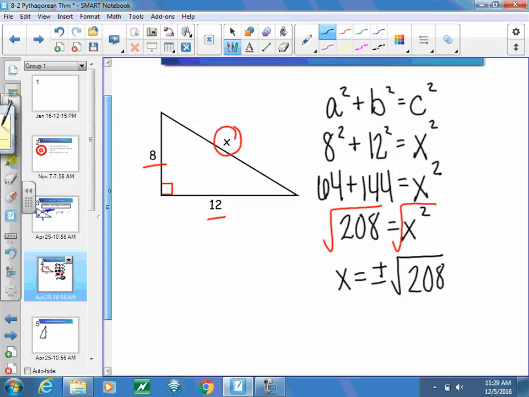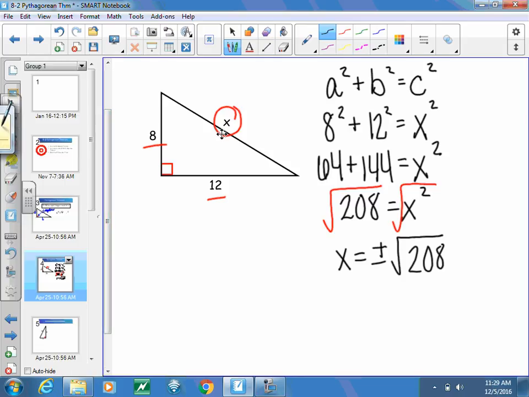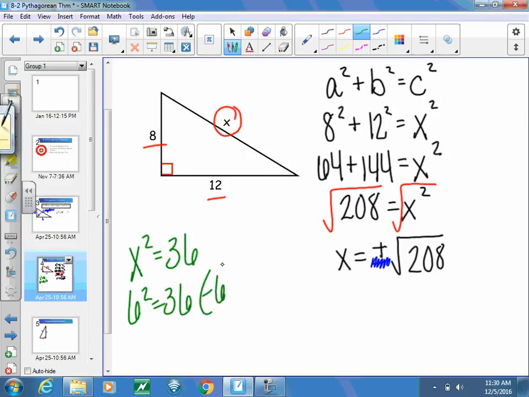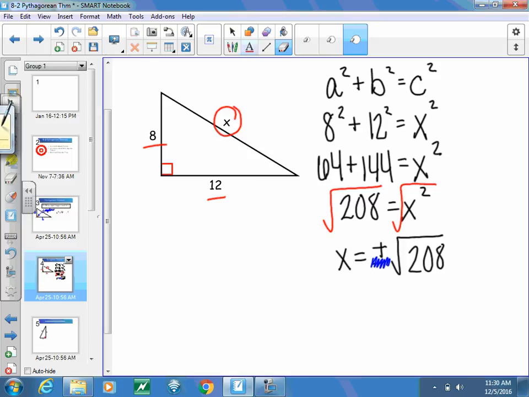Now, the one thing with dealing with a right triangle here is that you cannot have a negative length. So the negative square root is not going to be associated with this. Why is it plus or minus here? For example, let's say you had x squared is equal to 36. Well, 6 squared is 36, as well as negative 6 squared is 36. So you have two possible answers when you're working with x being squared.